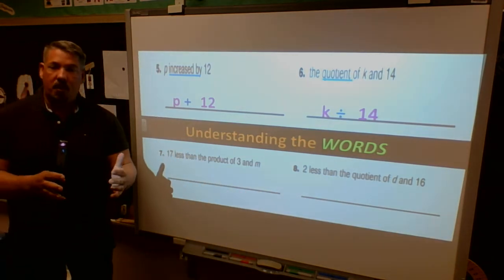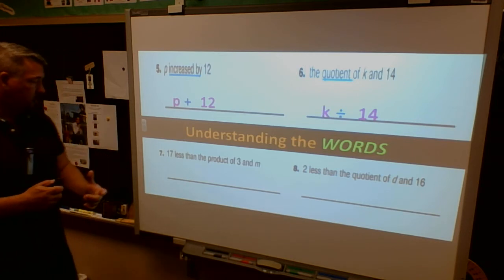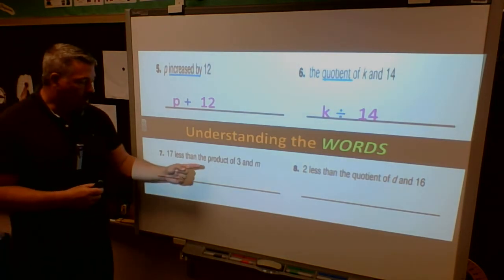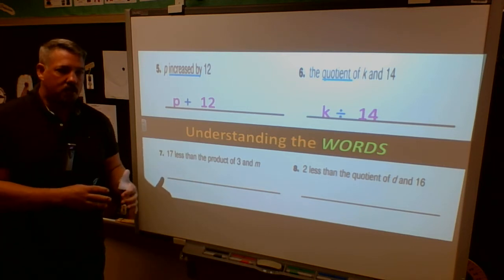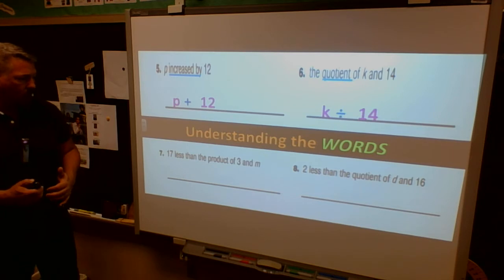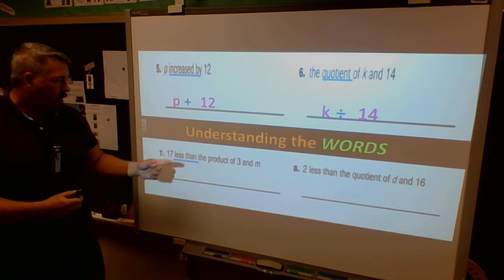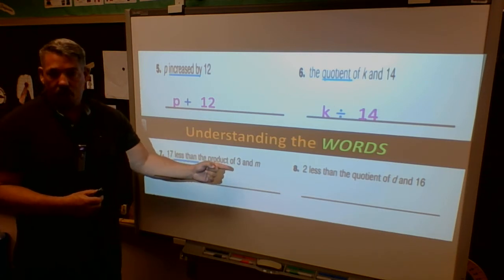However, it's a little different because I have multiple steps of mathematics in these 2. This says 17 less than the product of 3 and m. So I have to think about what that's saying and make sure I put them in the order. So I have less than, so I know I'm going to be subtracting. Less than what? Well, less than the product of 3 and m.